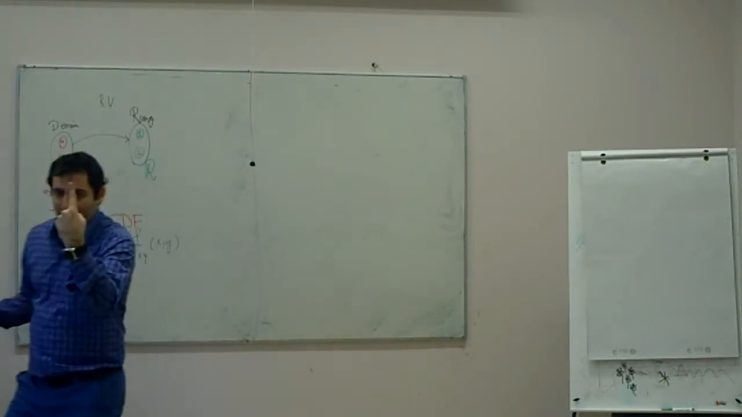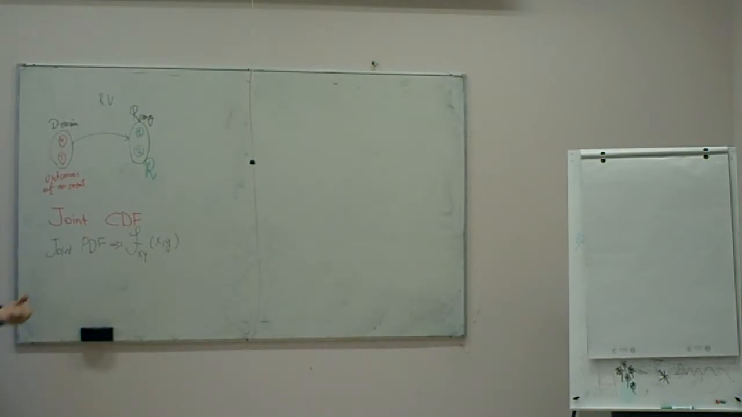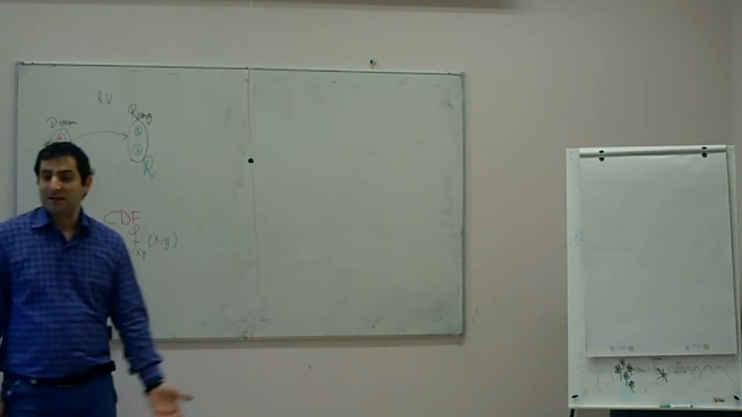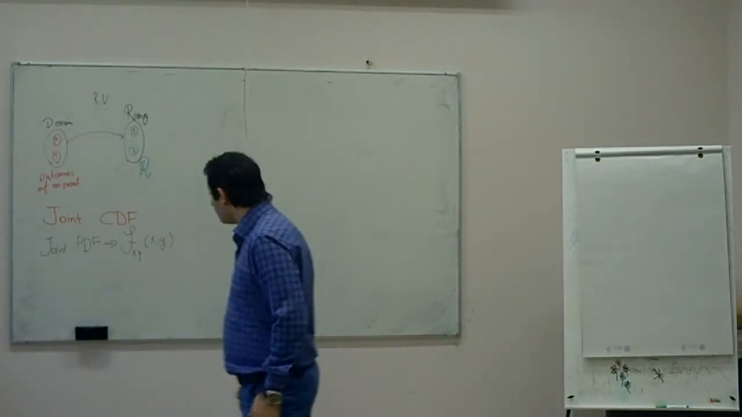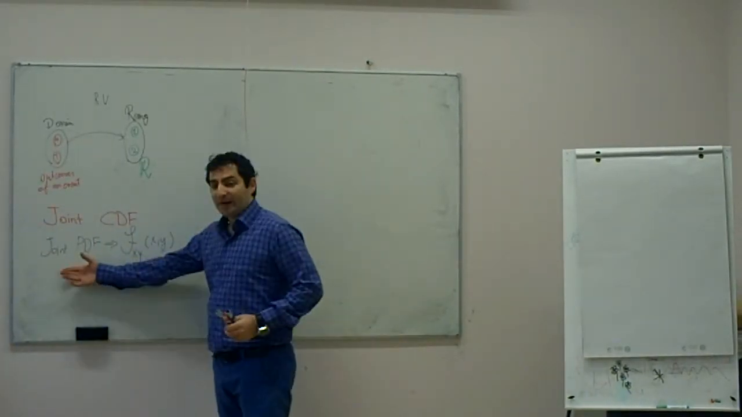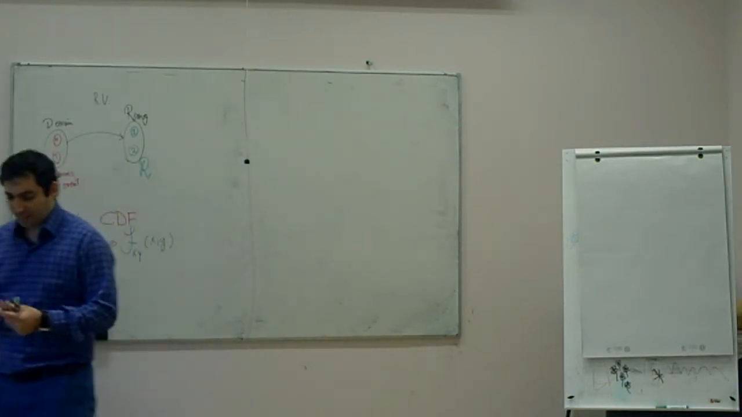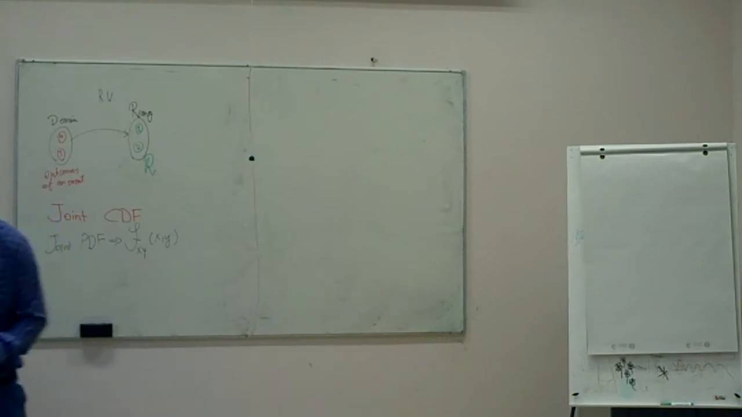If you have only one random variable, there is no concept of joint. Joint means that we have two of them. Then we talked about statistically independent and so on. So if we have a joint PDF, we have to talk about the joint CDF. So let's see how we are defining a joint CDF.